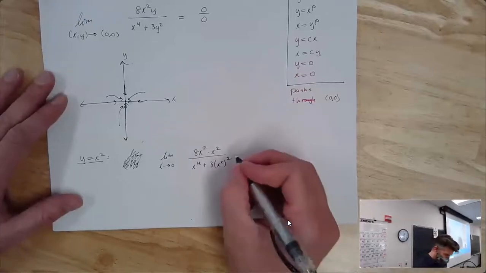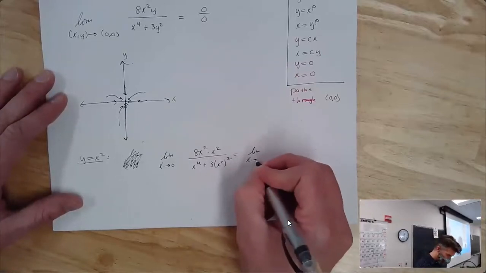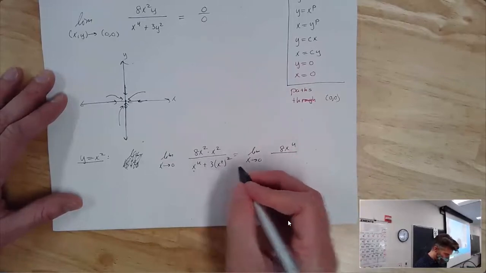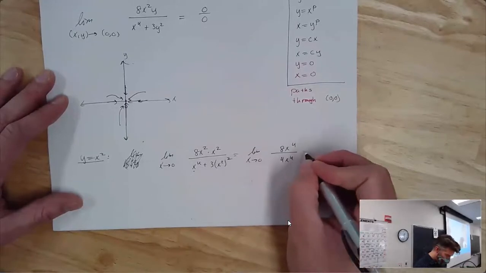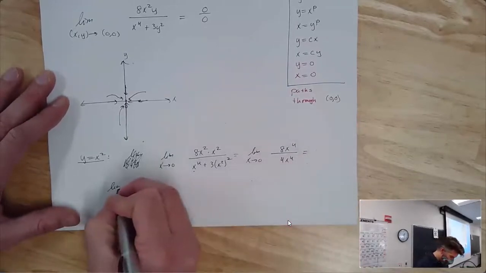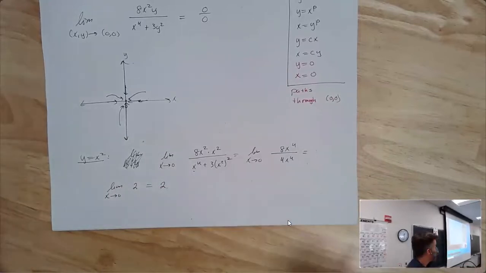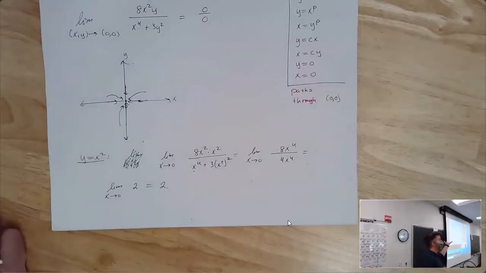And that ends up being the limit as x goes to 0 of 8x to the 4th over x to the 4th plus 3x to the 4th, which is 8x to the 4th over 4x to the 4th, which is the limit as x approaches 0 of 2, which is just 2. So great. Either the limit equals 2, or we're going to get a limit that's a different value, or the limit's not going to exist. At this juncture, those are the only options. If one of the limits is 2, either all limits have to be 2, or you're going to get something that doesn't exist, which is way more likely.